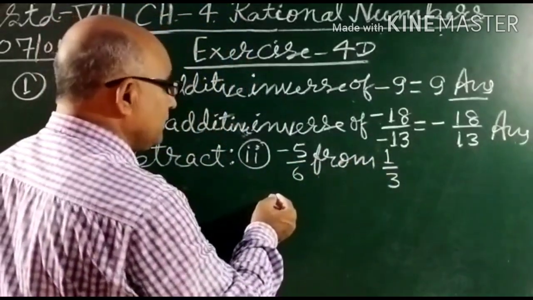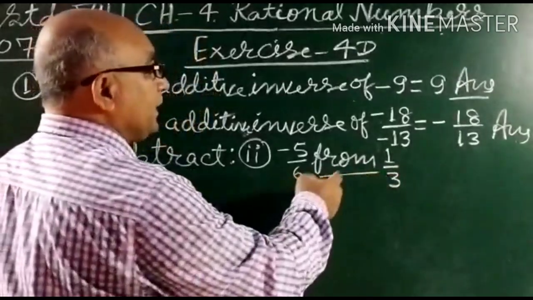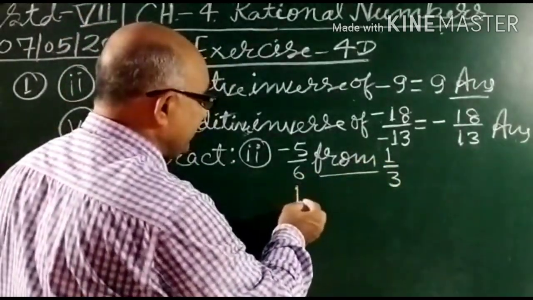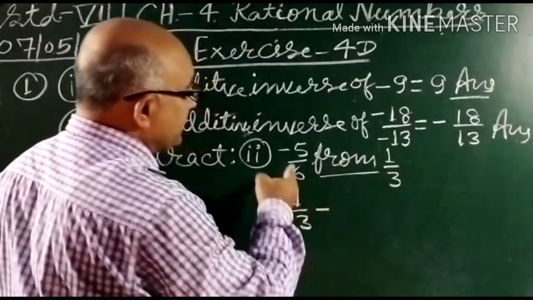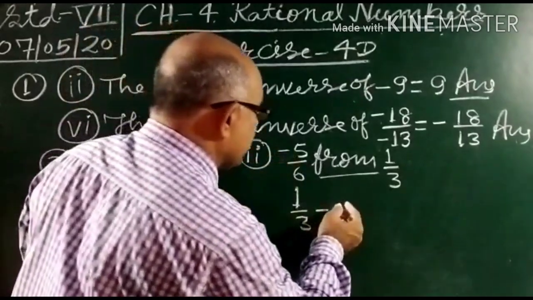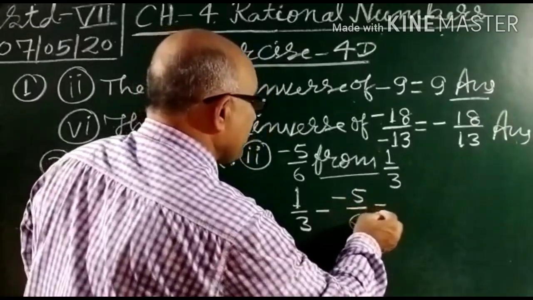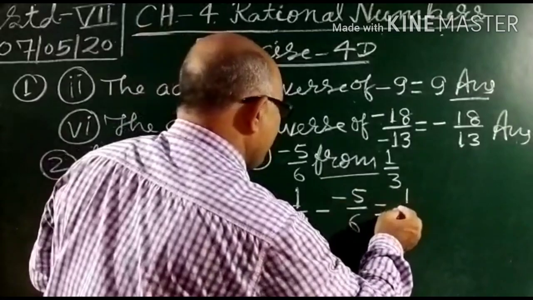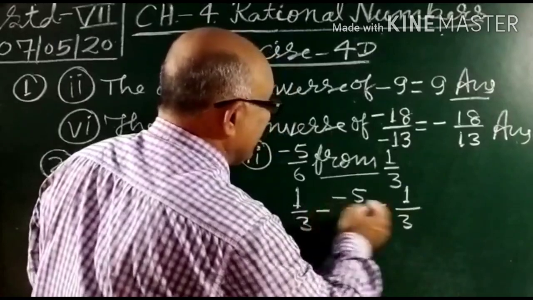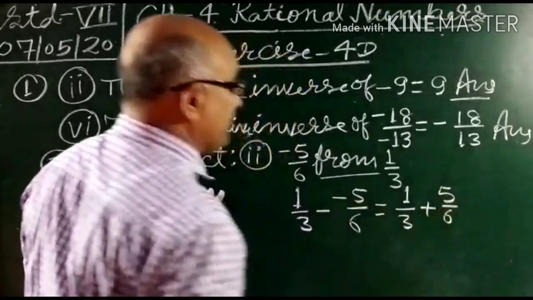So, students, first of all, write the number from which we subtract. The rational number from which we subtract is 1 by 3, so write 1 by 3 minus, and the number to subtract is minus 5 by 6, so minus 5 by 6 equal to 1 by 3, a minus into minus plus 5 by 6.